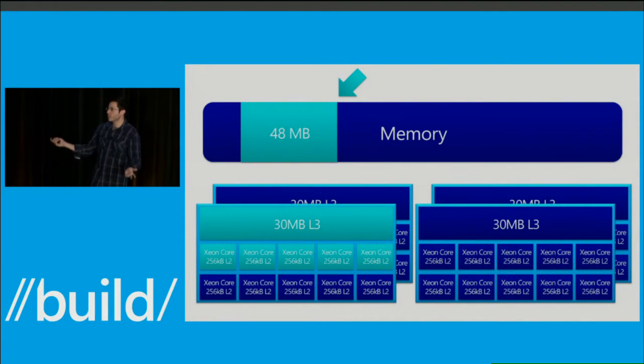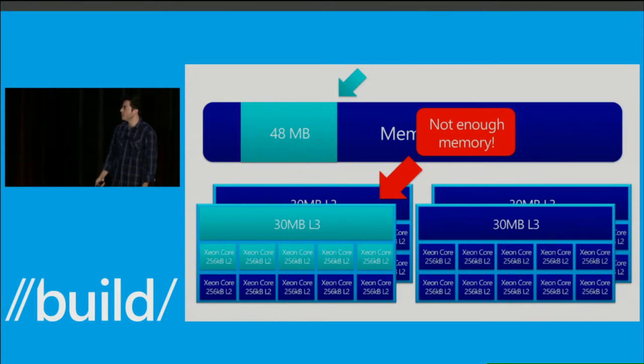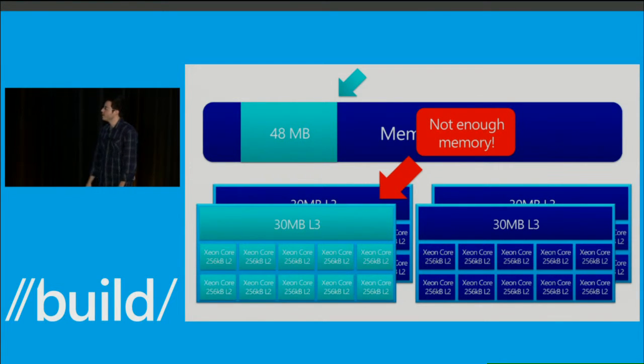So if I'm only using 5 cores, I really only have access to 30 megs of L3 cache. That's just not enough, right? 48 does not fit into 30. Just not enough memory. If I parallelize to 10 cores, again, it's still not enough. There's just not enough cache available to it. That's why the speedup sucks.